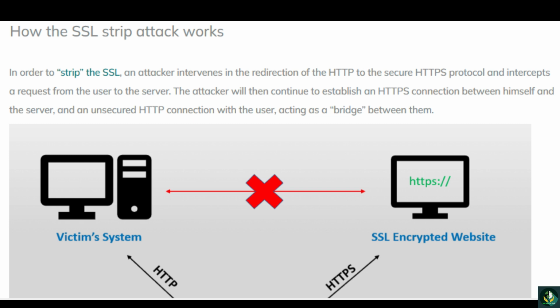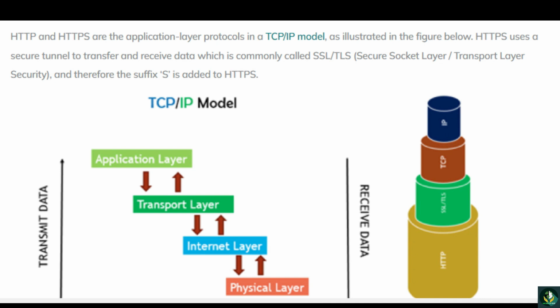In other words, SSL stripping is a technique that downgrades your connection from secure HTTPS to insecure HTTP and exposes you to eavesdropping and data manipulation. HTTP and HTTPS are application layer protocols in the TCP/IP model as illustrated in the figure below. HTTPS uses a secure tunnel to transfer and receive data, which is commonly called SSL/TLS, Secure Socket Layer, Transport Layer Security, and therefore the suffix S is added to HTTPS.